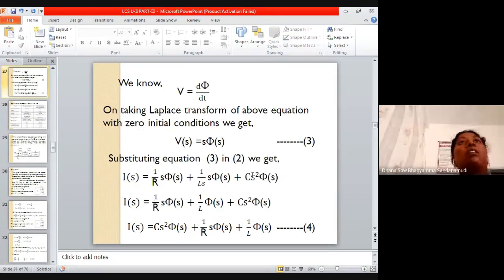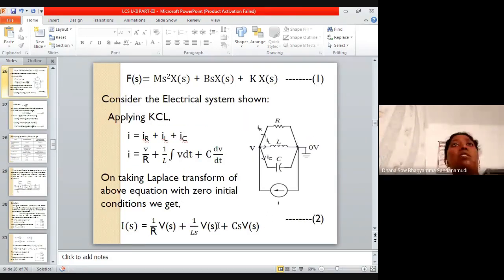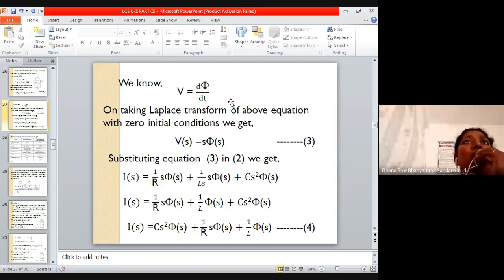Now let us consider phi is the flux. We know V is equal to d phi by dt. You have already learned it in the electrical machines subject. So voltage is equal to d phi by dt, the rate of change of flux. So if you take this equation and determine the Laplace transform of this equation.